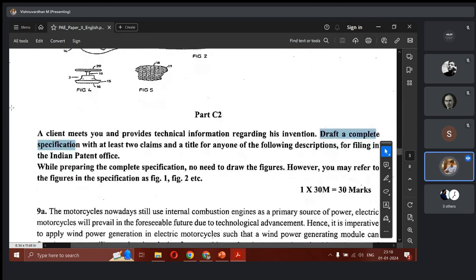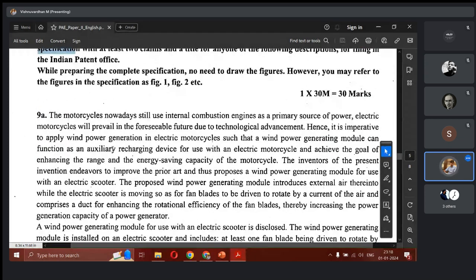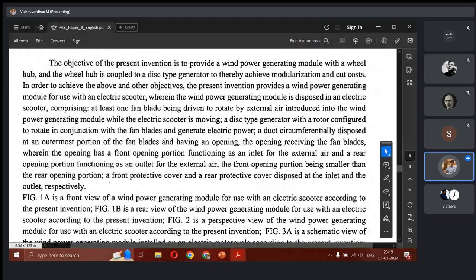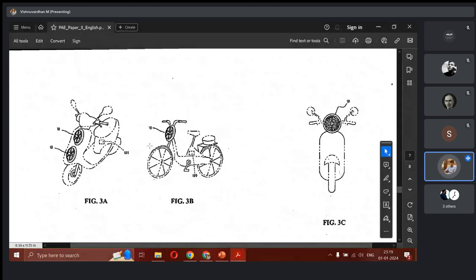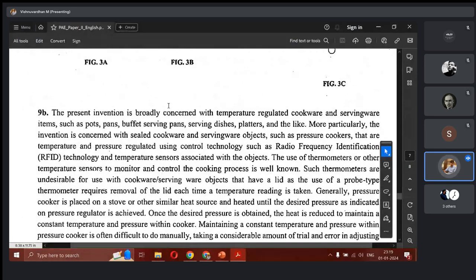Cool. So even here, there's 2 inventions. First one, you can see the motorcycle. It's a mechanical invention. Okay. You can blindly do it. And the next one that they're talking about is the present invention is about a coating. Okay. Some form of it concerned with temperature regulated cookware and servingware.